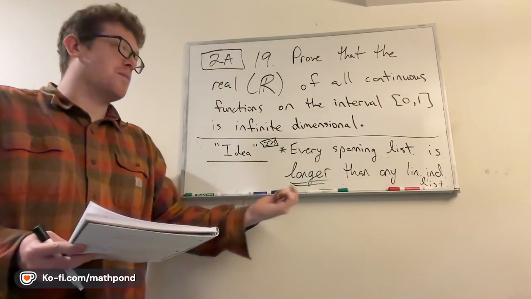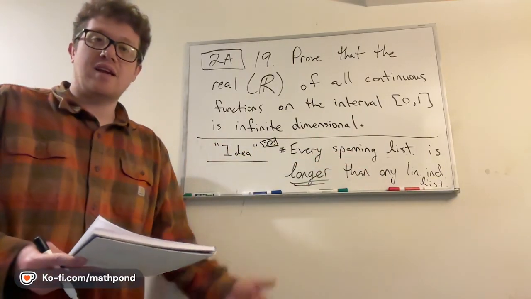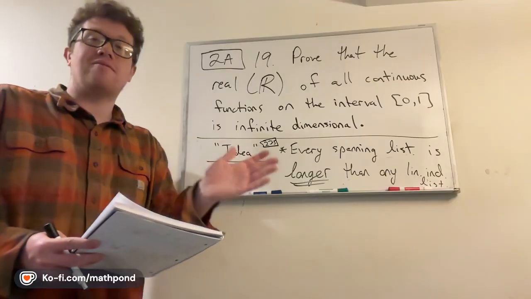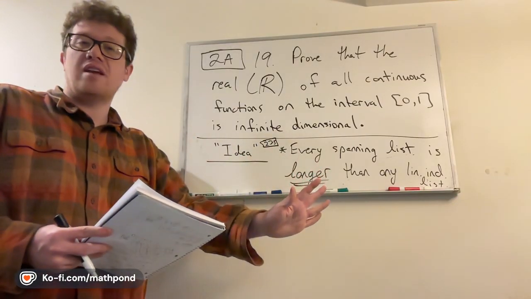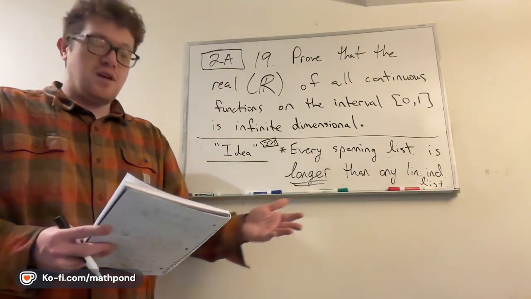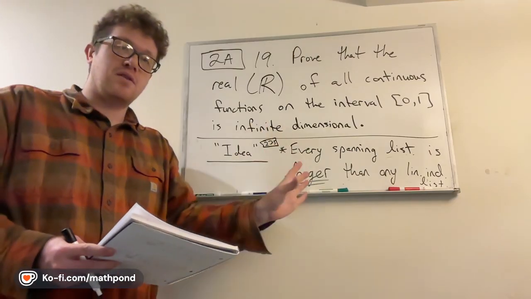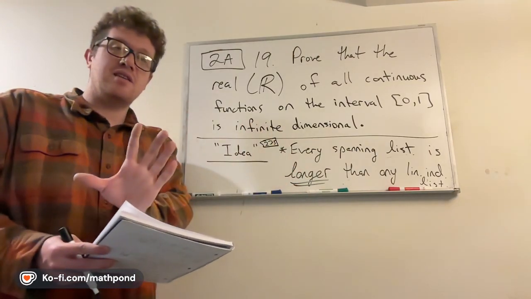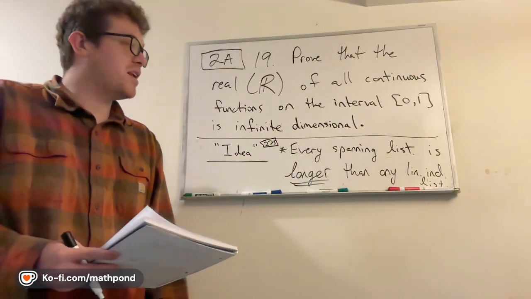Well, you're going to end up with some from the spanning list at the end, and you're still going to have your linearly independent list at the beginning, and you won't have deleted any of those because they're all linearly independent. You're only deleting dependent vectors. And so you can go through this argument. You can find it in the book. It's 2.25, but essentially he shows that if you have a linearly independent list and you have a spanning list, the size of the spanning list is always larger than the linearly independent list.